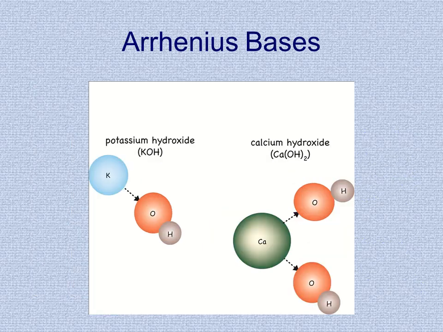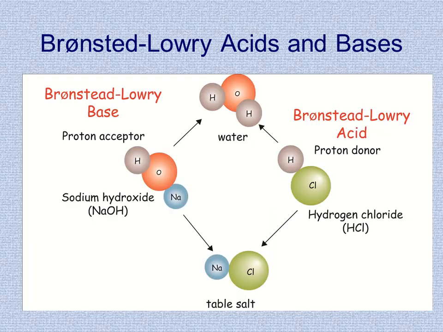Arrhenius bases release hydroxide ions. You dissolve potassium hydroxide in water and you get potassium ion and hydroxide ion. Calcium hydroxide, you get the same. You get a calcium ion, and in this case you get 2 hydroxide ions.